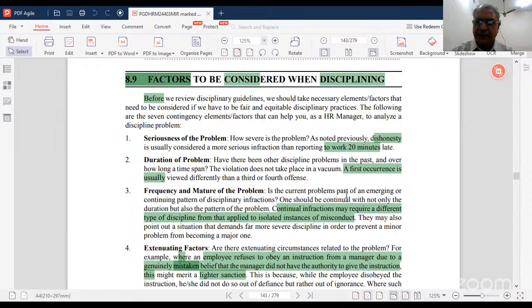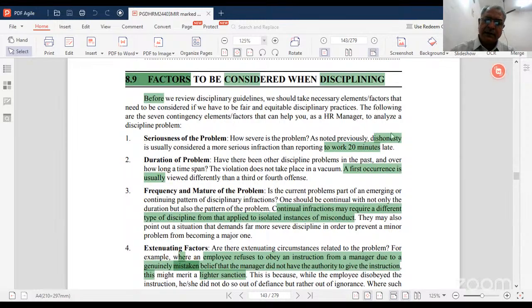Violations do not take place in a vacuum. A first occurrence is usually viewed differently than the third, fourth, and fifth. If a person is constantly committing offenses, then whatever disciplinary action we take will be different. The first offense will usually be excused, and only information will be passed on to the employee. Frequency and maturity of the problem are also to be understood. Continuous infractions or continuous indisciplined behavior may require a different type of discipline from isolated instances of misconduct.